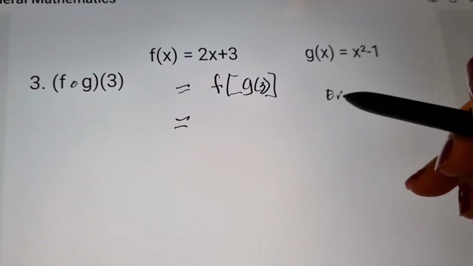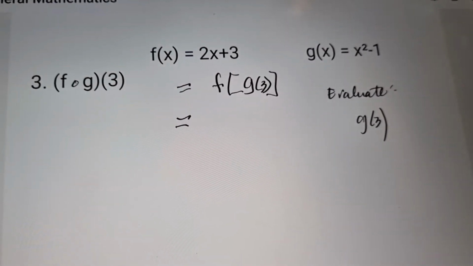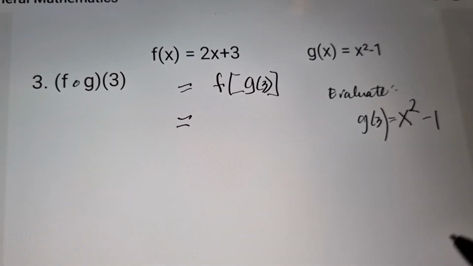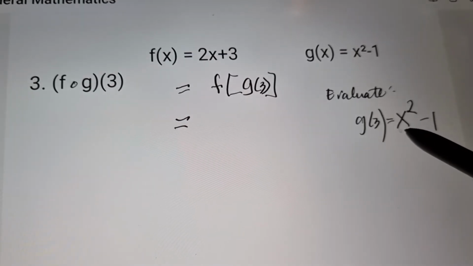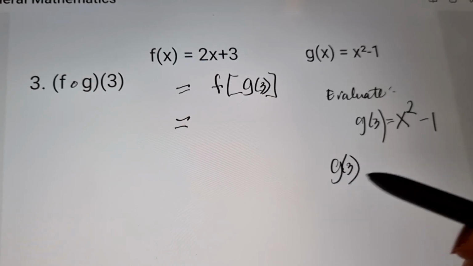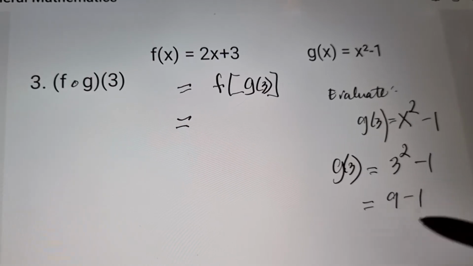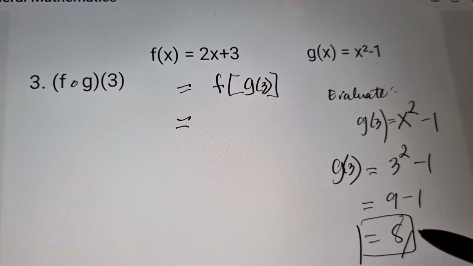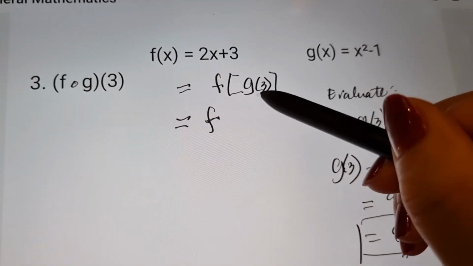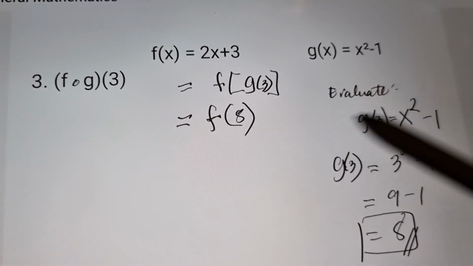So first, evaluate g of 3. And what is g of x? That is x squared minus 1. So instead now of writing x, you can substitute 3. So g of 3 is equal to 3 squared minus 1. And 3 squared is 9, minus 1, that is equal to 8. This is g of 3, which means that for f of g of 3, we can substitute the value, which is 8. So we have f of 8.